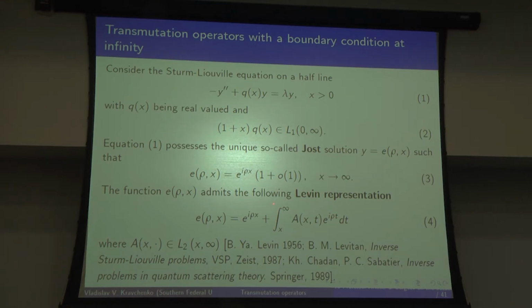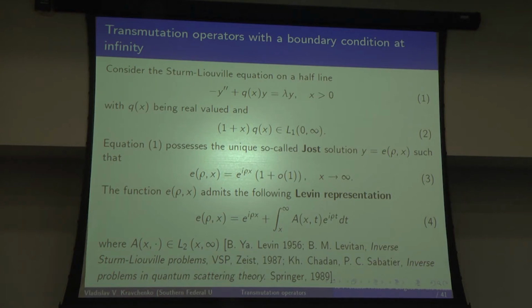This is the same Levin of entire function theory, the classic of complex analysis. He obtained this representation in 56, and of course it is considered also in different books by Levitan, for example, by Chadan-Sabatier. Precisely in this book, Chadan-Sabatier called this representation Levin representation. So here the kernel A is an L2 function. For us it is quite sufficient. I will show you how I will use this fact.